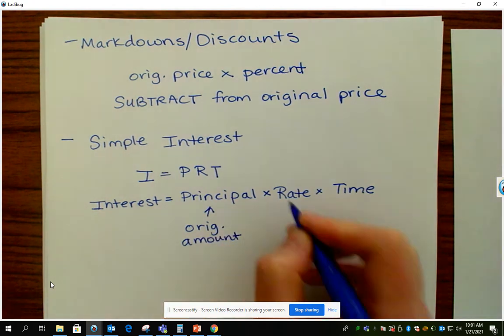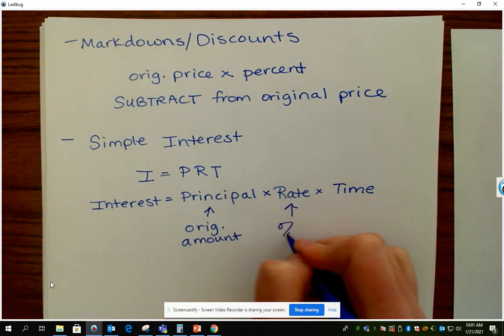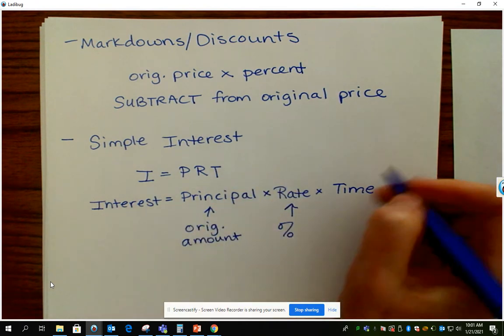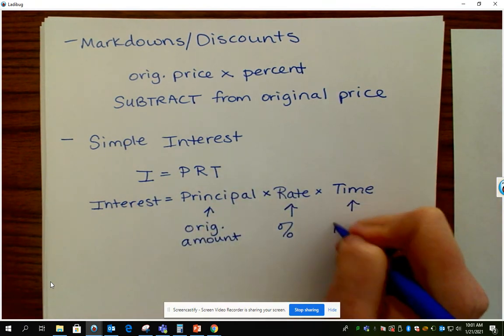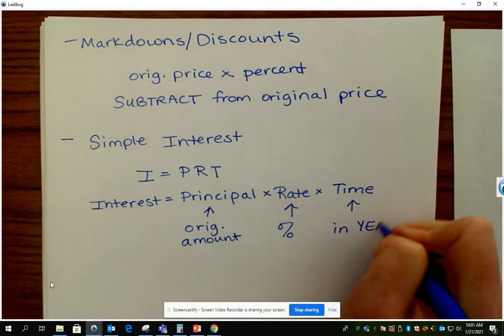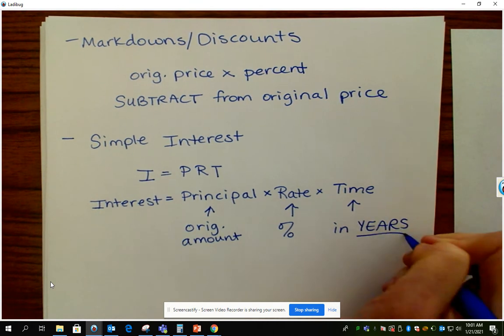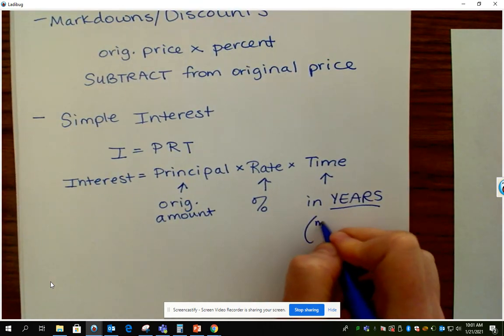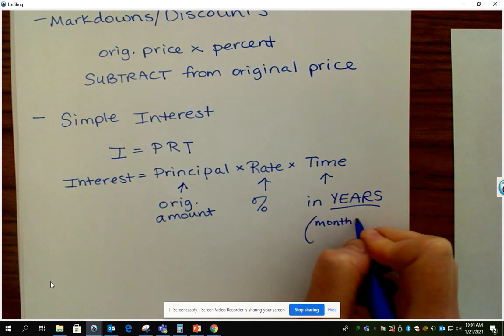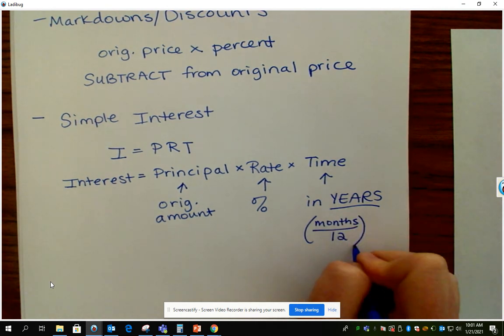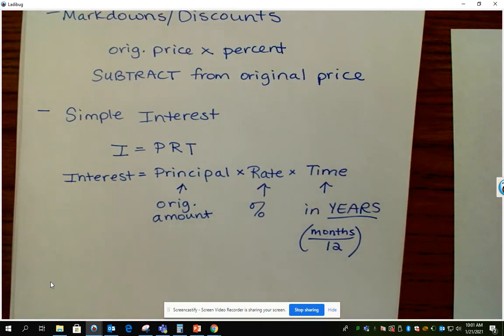The rate is given as a percent, just like our other calculations. And remember, the time has to be in years. So if you're given months, make sure you do months over 12 so that you get a fraction of a year. There are 12 months in a year, so 12 twelfths would be 1 year, 8 twelfths would be 8 months, or 8 twelfths of a year.